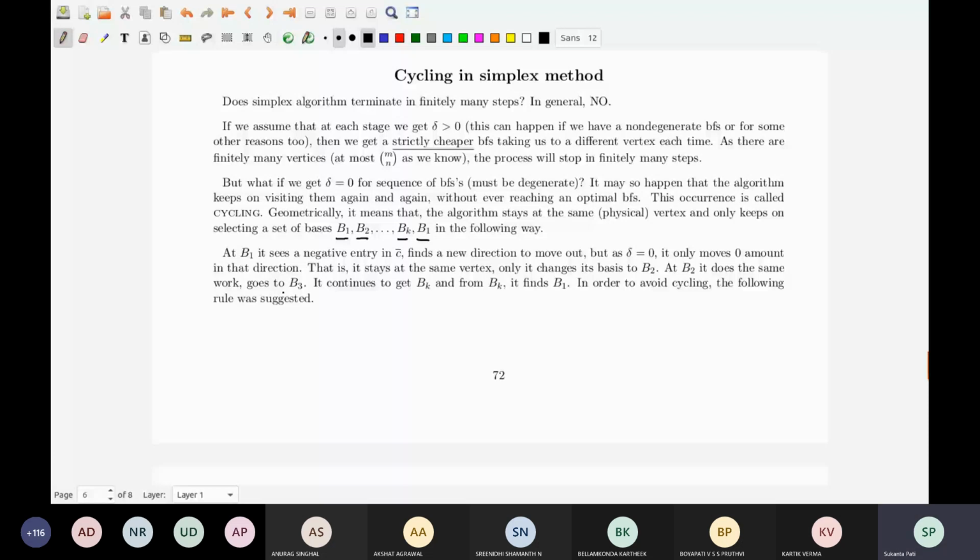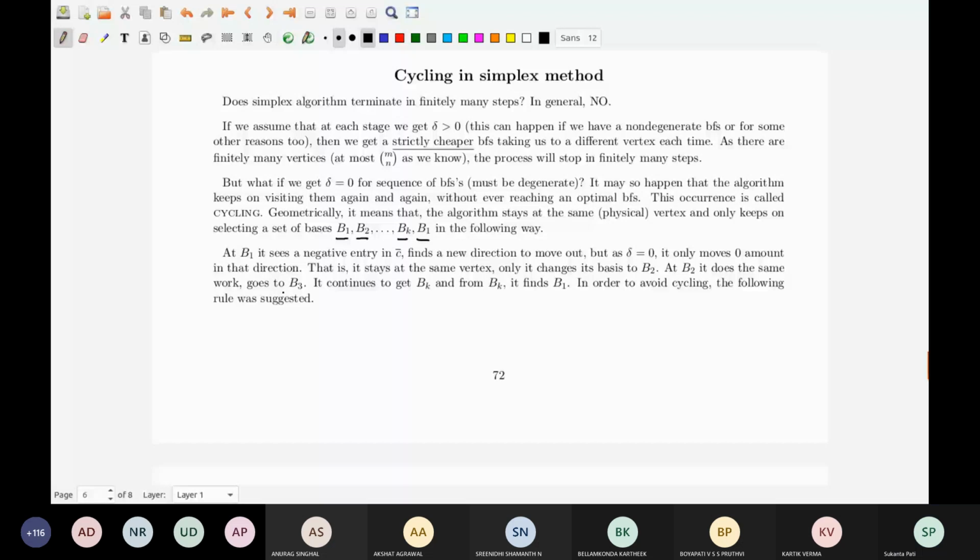In the non-degenerate case, it will not happen because alpha is definitely positive, and so you are going out of that vertex physically. You are really moving to something. But here it is not moving, it is only cycling, only doing the calculation, changing the basis, and then coming back again. So that is called cycling.